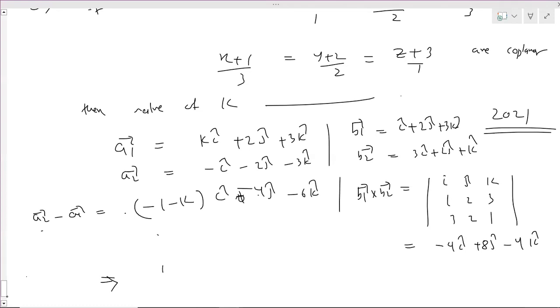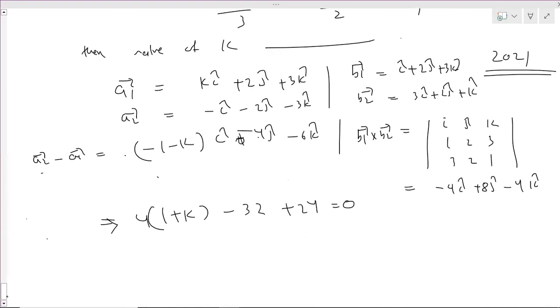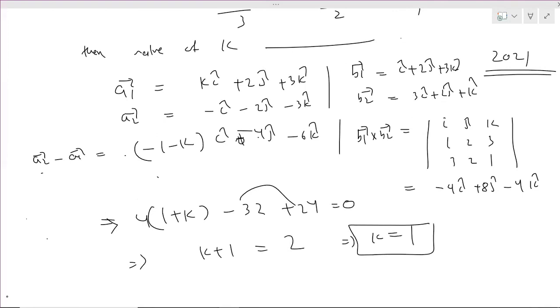Now all you have to take is dot. So this plus, so 1 plus k times 4. This is minus 32 and plus 24. This is equal to 0. Right? Check if I have done any calculation mistake. So 32 over 8 is 4. So 2k plus 1 equals 2. So k equals 1. All right. Yes, sir.